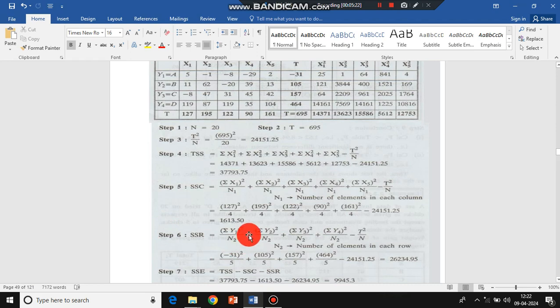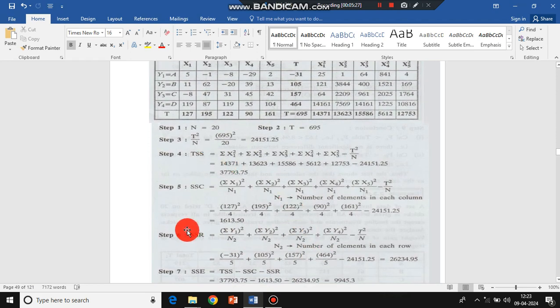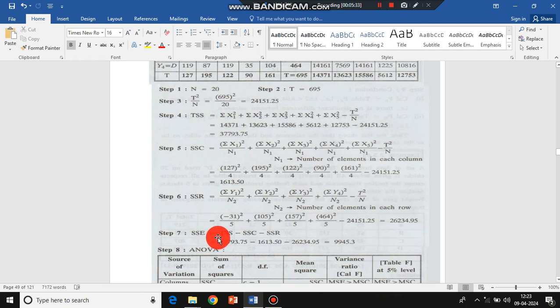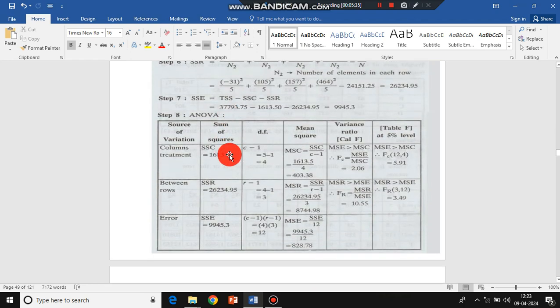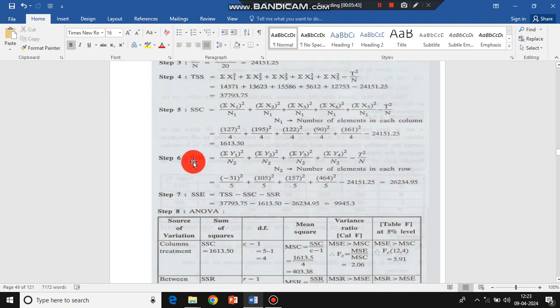Come to the point here. So we have calculated TSS, SSC, SSR, okay. One more thing, SSE also we have to calculate, because all these are needed to substitute in this particular table, the ANOVA table for two-way. Okay, so for this only we need all these calculations. Without calculating TSS, SSC, SSR, SSE, we cannot substitute here.